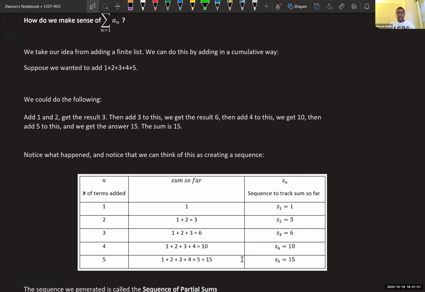And now what you'll realize is that even in the finite case, the farther you move down the list, the closer you actually get to the answer. You'll notice that the list converges to the answer.